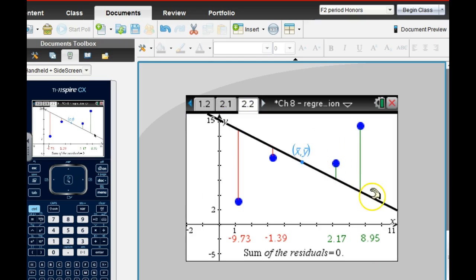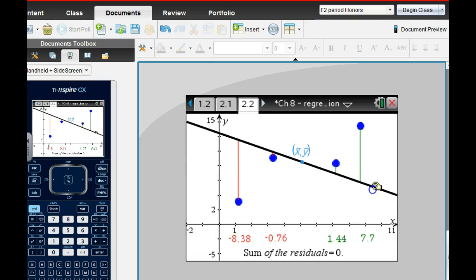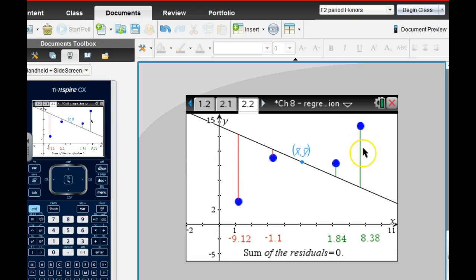And if you move this point around, you can see that the residuals change, right? Sometimes they're positive, sometimes they're negative. When they're above the line, you have a positive residual because the actual minus the predicted, the actual is larger than the predicted value on the line. So it would always be positive. In these cases, this is 8 point something, 1 point something, -1, and -9. If you add all those up, you get 0.